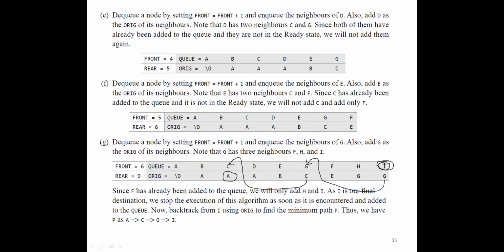So now we find that the minimum distance path from A to I is this one: A to C, C to G, G to I. There may be several paths, but by using breadth first search, I am able to find the minimum path, the shortest path to reach I from A. So this is the application of breadth first search. Okay, is it understood?